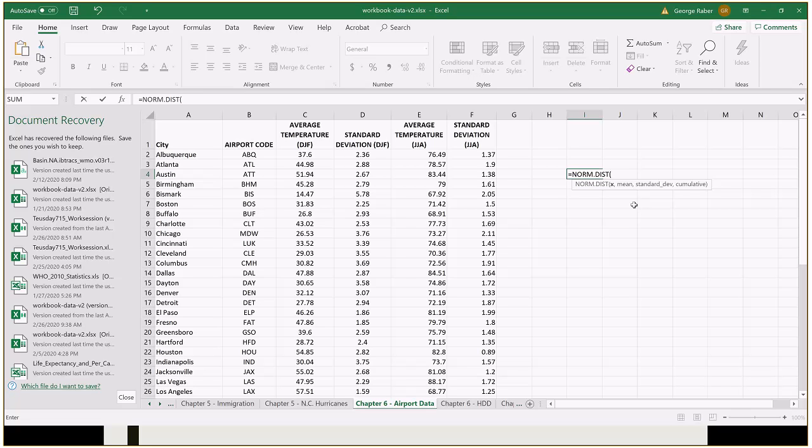Okay, so the way that you do this is you say equals norm dist, and you're giving it an x value. The x value is 100. Then the mean would be 99.6, and the standard deviation 31.28. The cumulative would be true. In this case, you do want cumulative because the area under the curve is what you want. If you say false, it's only going to tell you the height of the curve at that point.